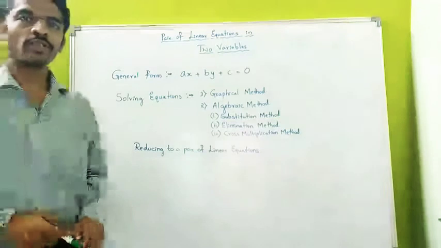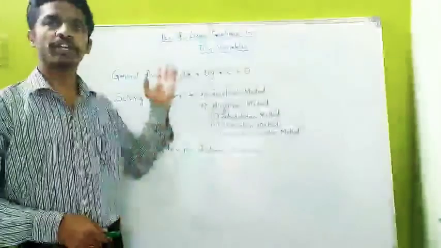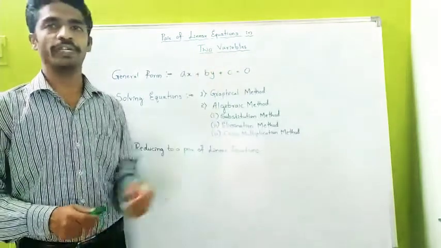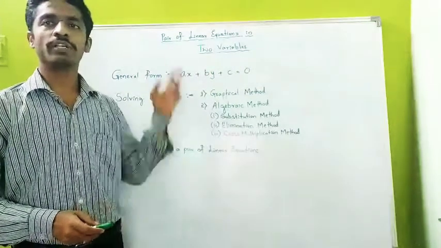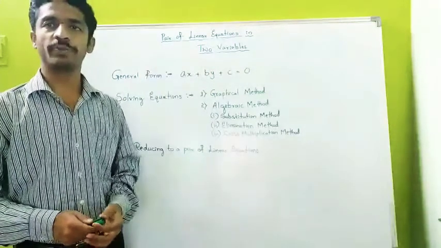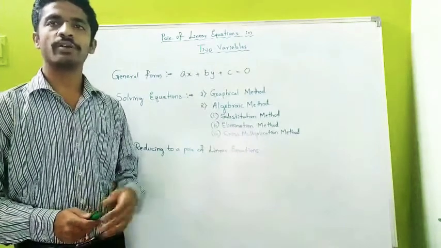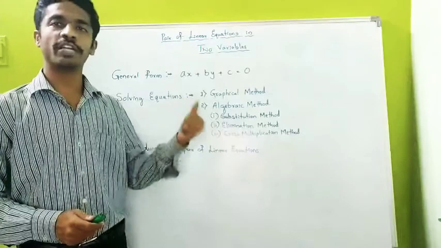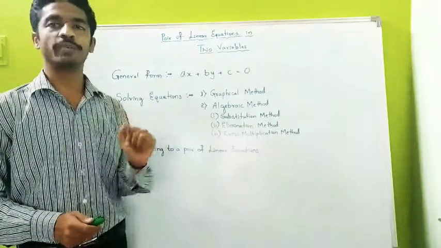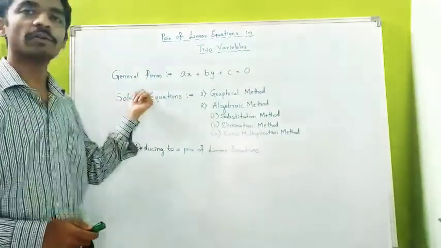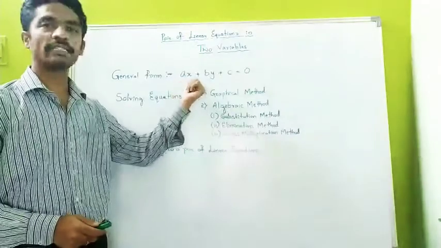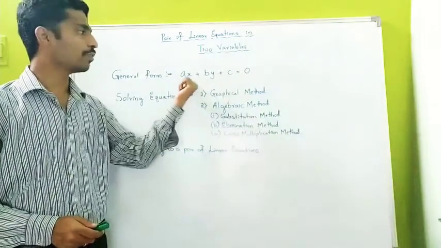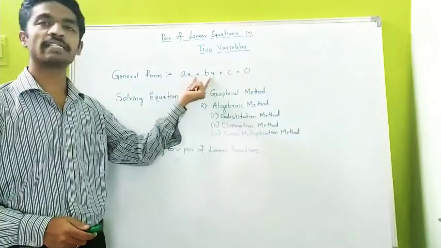Hello students, today we are going to learn a new chapter, that is pair of linear equations in two variables. So here already we are familiar with linear equations, but in this chapter we are using linear equations along with two variables. Two variables means there is one general form, that is ax plus by plus c equal to 0. So here we are using the two variables, those are x and y.